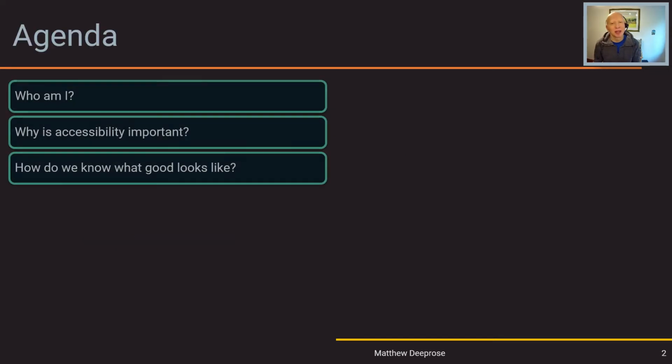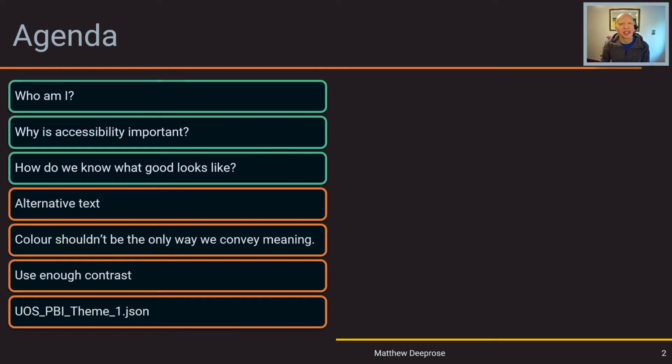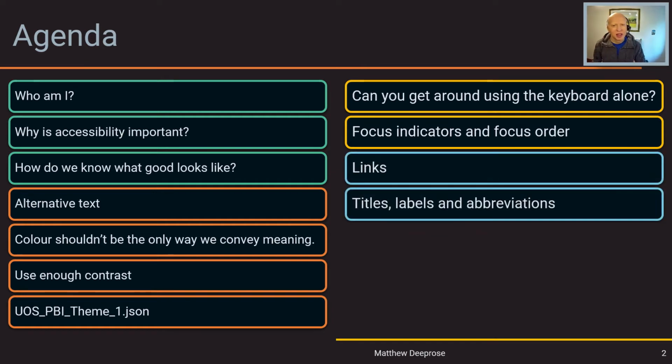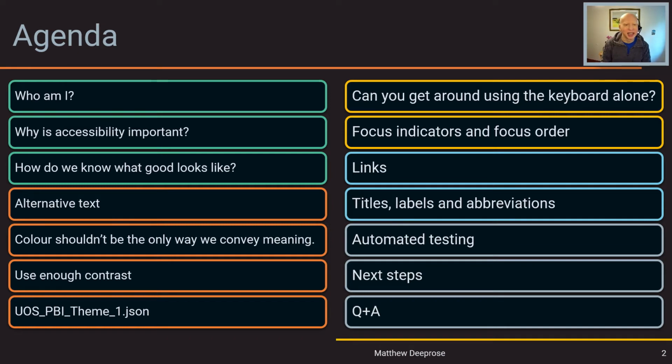I'm going to introduce the session by telling you a bit about who I am, why accessibility is important, and how we know what good looks like. The bulk of the presentation will be about different aspects of accessibility relating to Power BI, starting with some visual aspects like alternative text and color. Then we'll cover some aspects of how users interact with Power BI reports, and other aspects like descriptive links, using titles, labels, and avoiding abbreviations where possible. And we'll conclude by looking at some next steps, including options for automated testing.